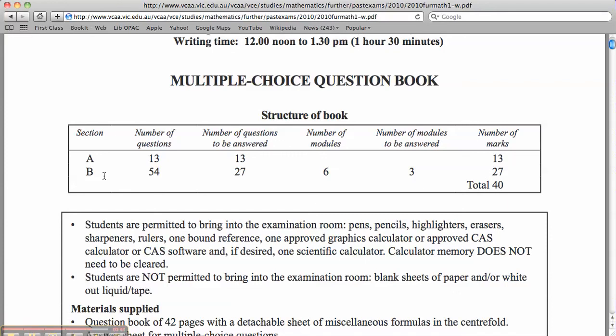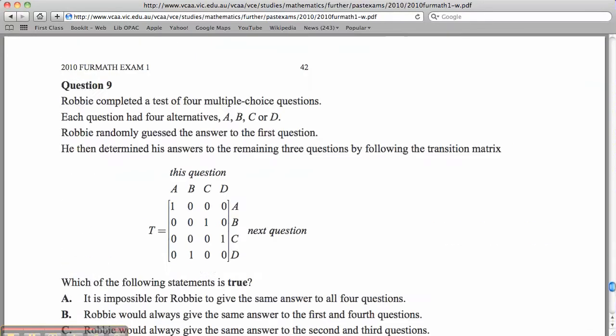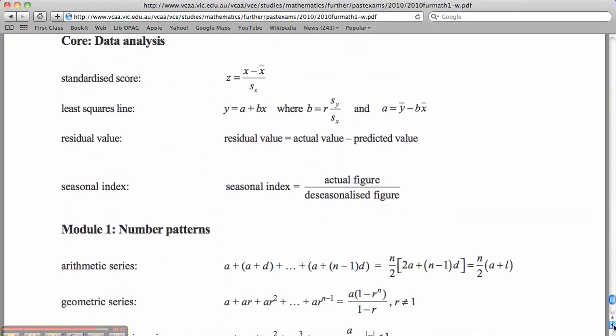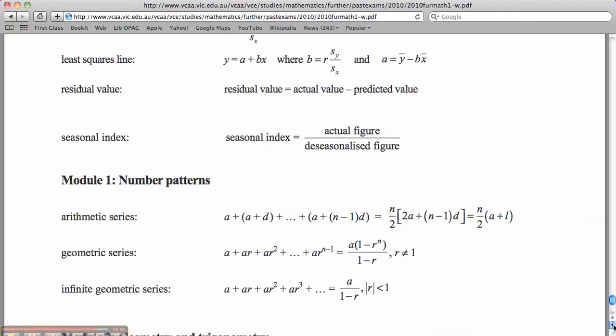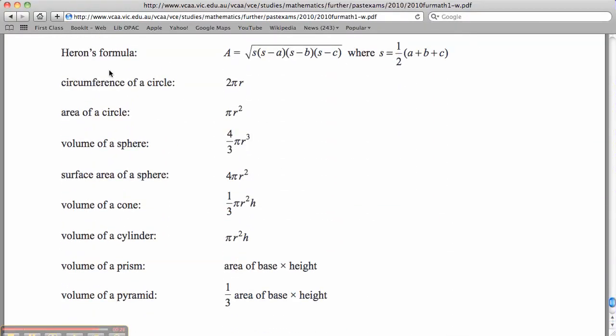Section B, there's 6 modules. Remember, we only did 3, so you only have to answer those modules, and there's 9 questions per module. There's also a formula sheet right at the end, so be familiar with that formula sheet as well. Just so you know, if a question came up on the exam, you're able to directly go to your formula sheet instead of looking through your bound reference.